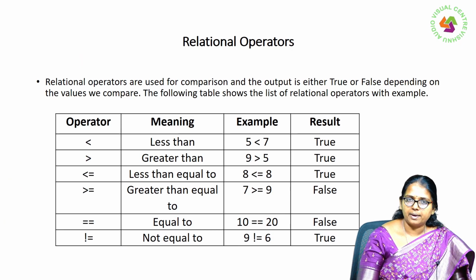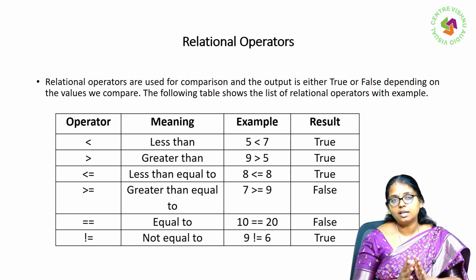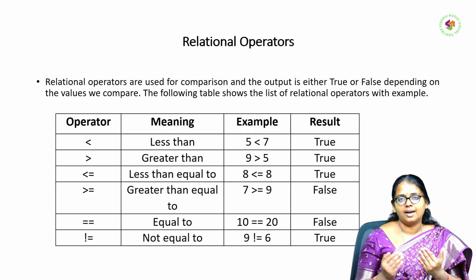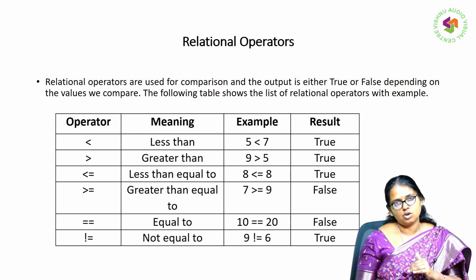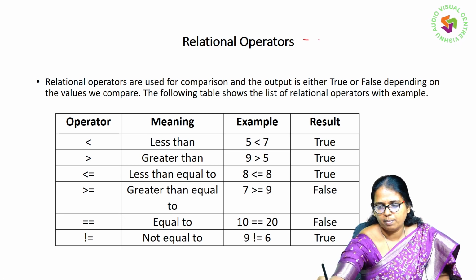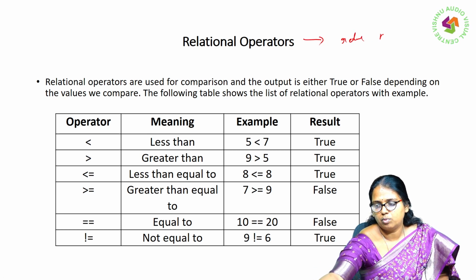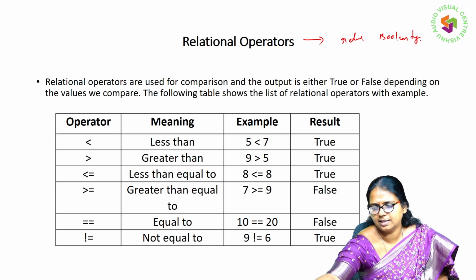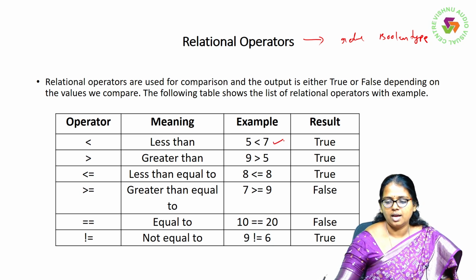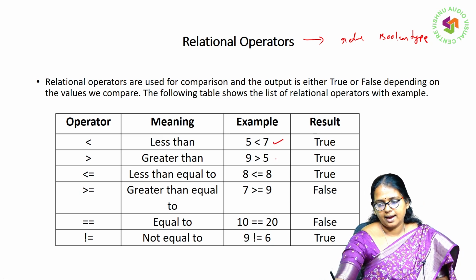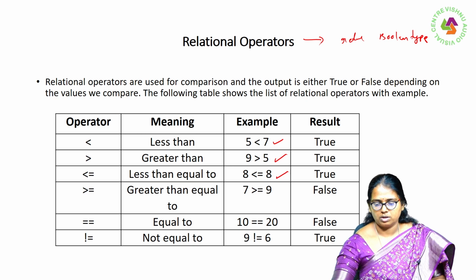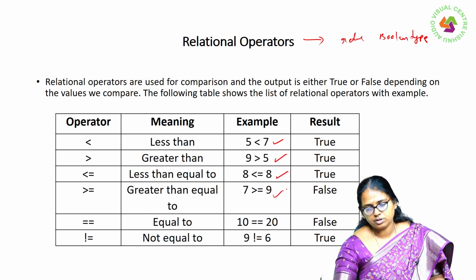Next, relational operators. The name itself tells that they check the relationship between two operands. Here the relations are less than, greater than, less than or equals to, greater than or equals to, double equals to, and not equals to. Relational operators always return a Boolean type, because they check the relation either yes or no, that means true or false. For example, 5 less than 7 is true. 9 greater than 5, true. 8 less than or equals to 8, yes, so true. 7 greater than or equals to 9, false.